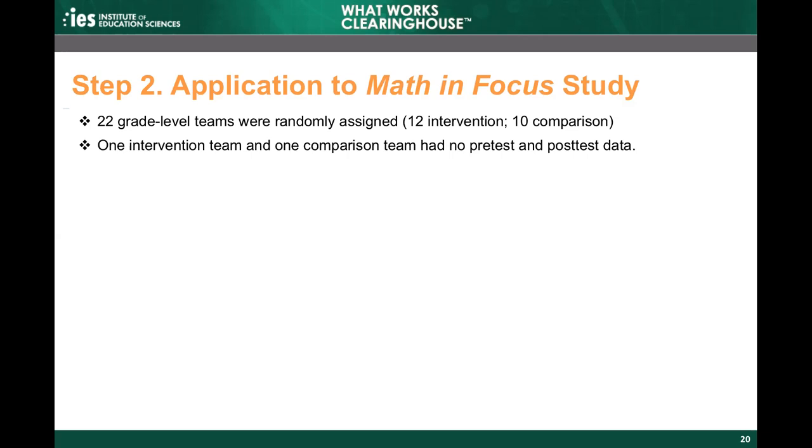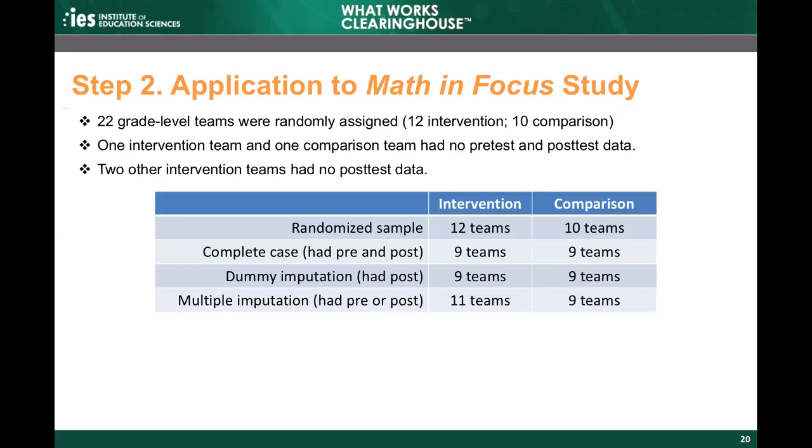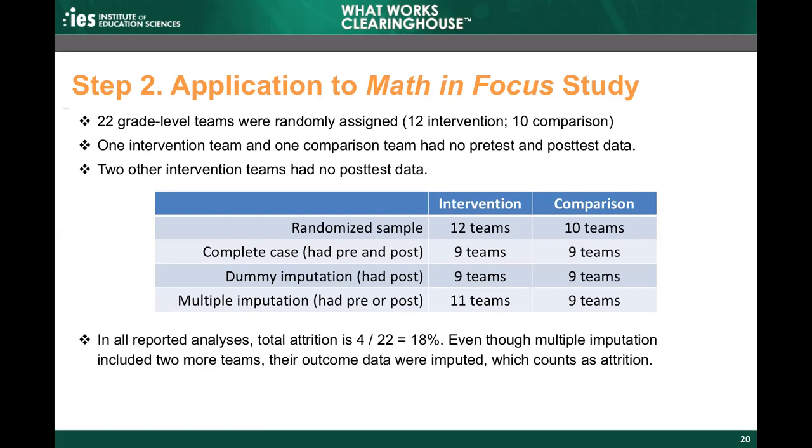So there was one intervention team and one comparison team that had no pre-test and no post-test data. And there were two other intervention teams who had no post-test data. So the numbers of teams break down like this. The top row is the number of clusters in the randomized sample, and then below is the number of clusters for each of the three analyses that were conducted.